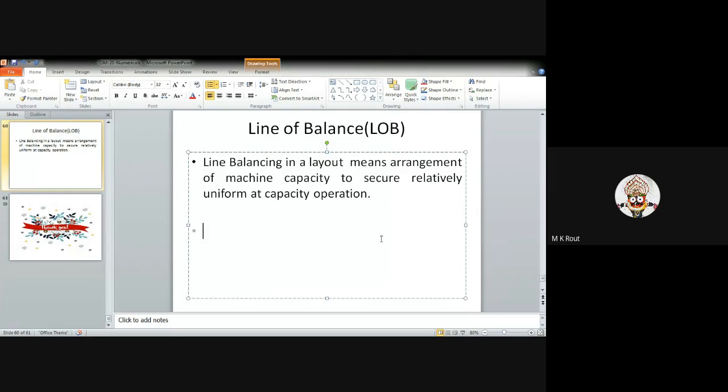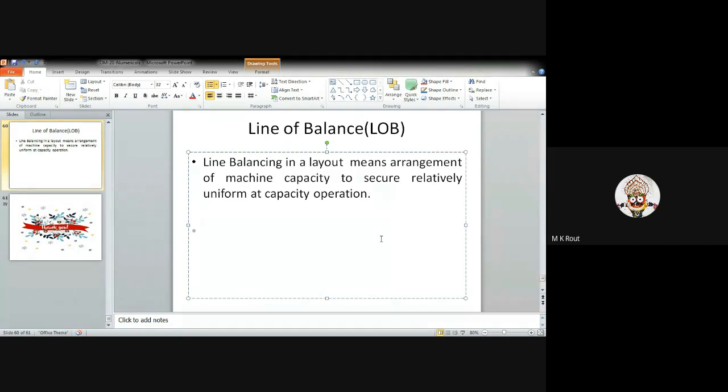But depending upon the market condition, and during the summer season when demand is on the higher side, they customize their layout in such a way that it is flexible and produces uniformly to capacity operations to fulfill the demand of customers. So this is the reason behind any kind of line of balance, especially with reference to assembly lines and the design of product layout. Is it clear to all?